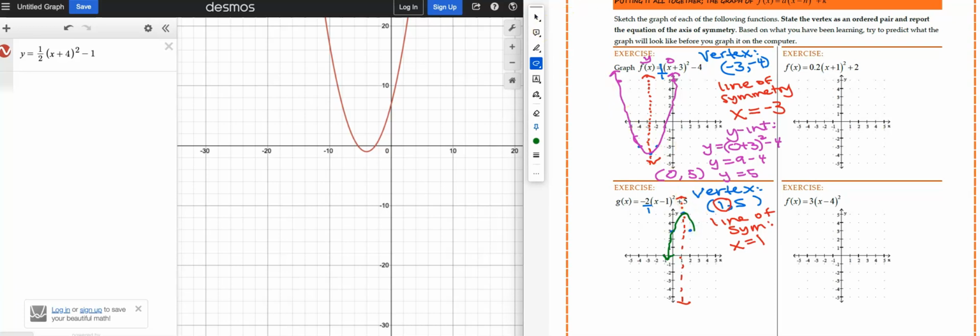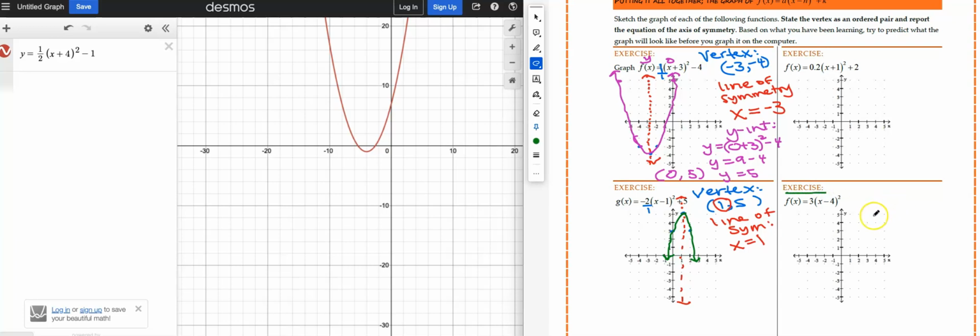Ooh. So it's supposed to be looking kind of skinnier. I wish this wasn't so hard to do on here. There we go. Okay, but it should look kind of skinnier than the one that we did before, where that was a 1 out in front. Okay, what about this one?